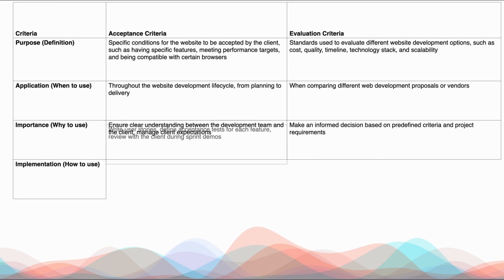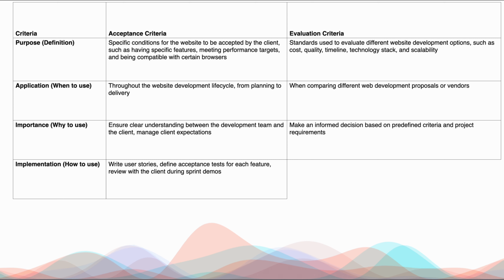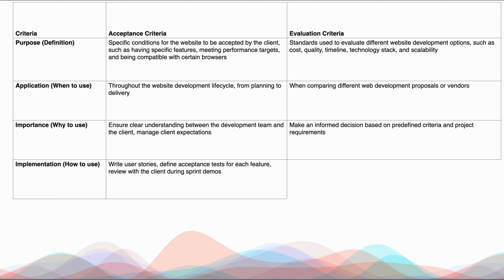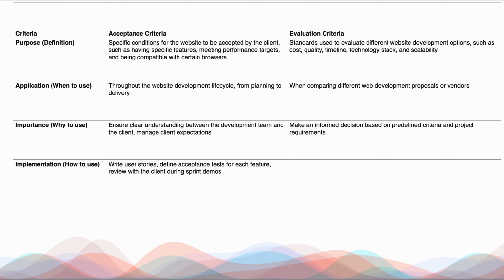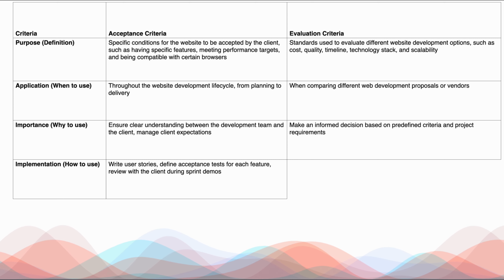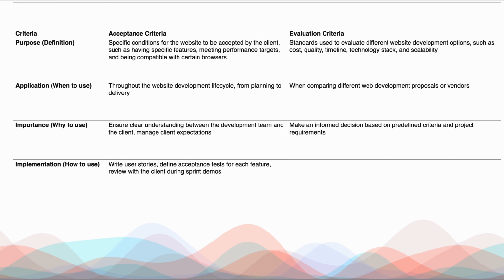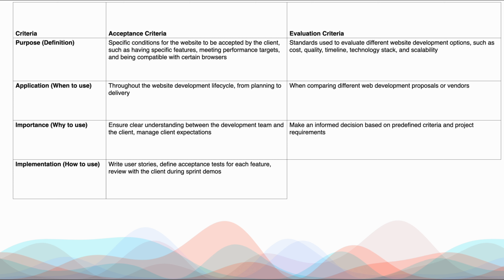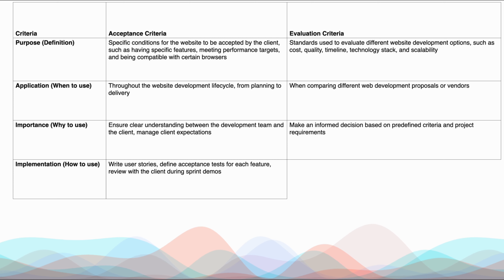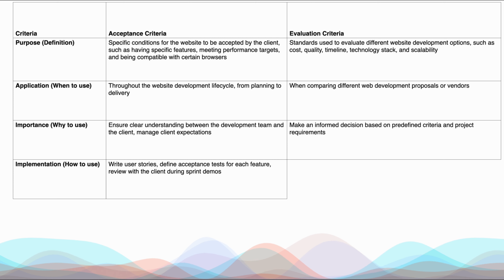How to use it: write user stories. When as a BA we write user stories, we define acceptance criteria tests for each feature and review with the client during sprint demos. Basically, let's say for the login feature, we write a user story like: as a user, I want to log in so that I can use the app. The testing here is: the user should enter the email address, the user should have the password, and a login button.